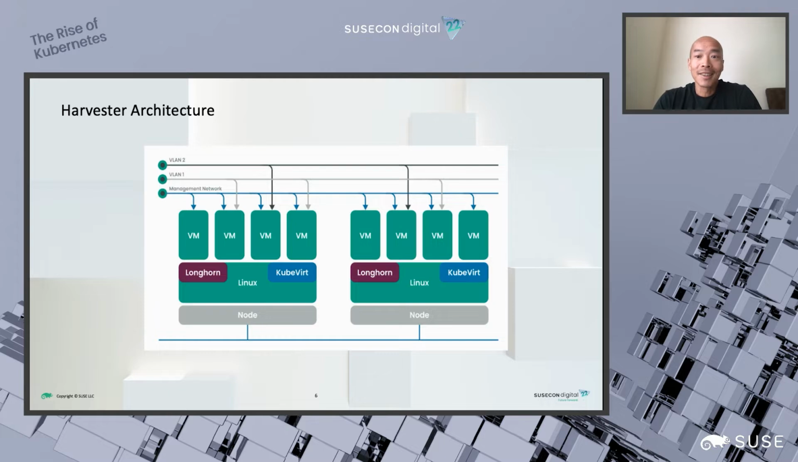So I borrowed this architecture diagram from the official Harvester online documentation. As shown in the diagram, Harvester is running on all the bare metal nodes. As mentioned earlier, it uses Longhorn for storage management and KubeVirt for VM lifecycle management. The VMs can either use the default network or the VLAN networks, or both.